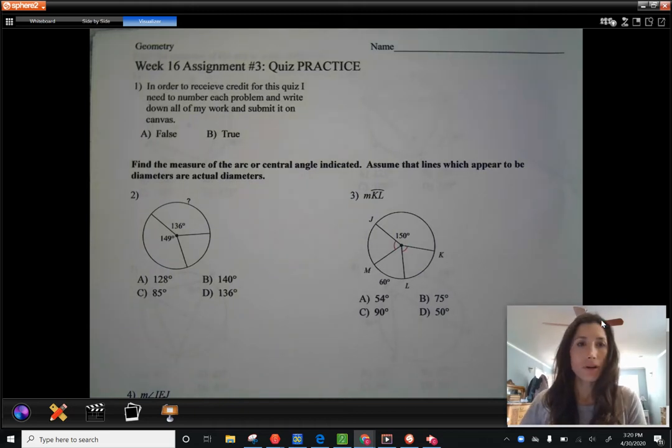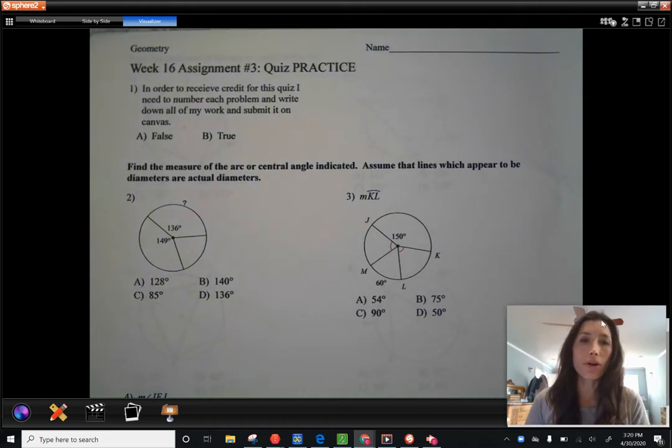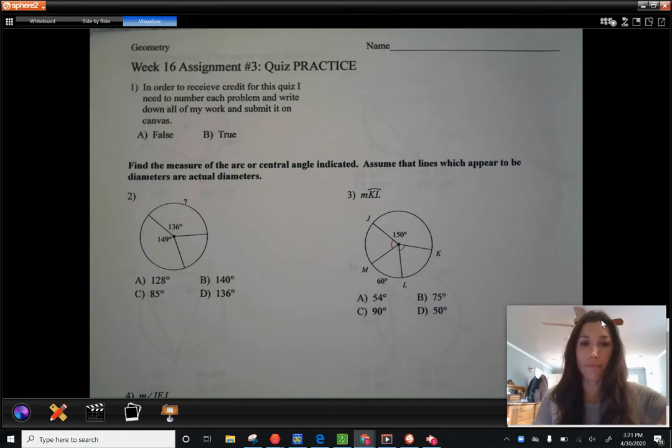Okay, I'm going to be going over a little preparation for your quiz for this week, assignment 16, or week 16, assignment number 3. If you want to print this out, feel free to do that. Pause the video as much as you need. The answers are on the last page of this PDF that you print out as well, so you can check everything. I'm not going to go over every single question, so do feel free to ask some questions through email or come to office hours if you have questions beyond what I go over in this video.